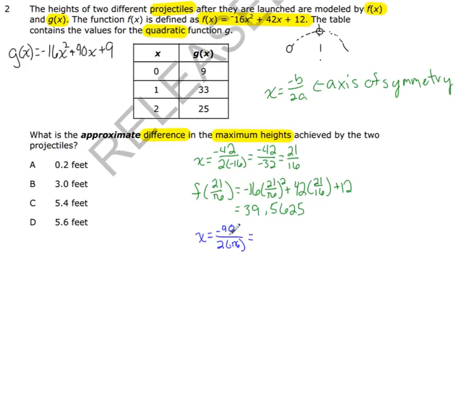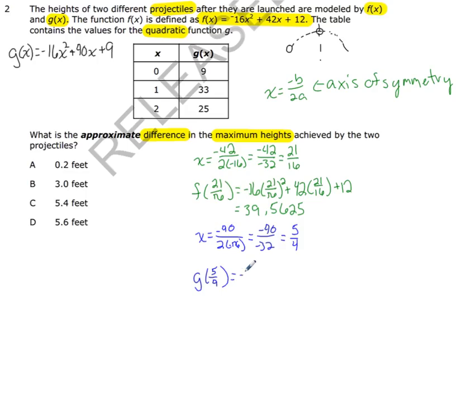So we've got -40 over -32, which reduces. 8 goes into both the top and the bottom, so that's going to be 5/4. So now we find g of 5/4 to find the maximum height for this projectile.